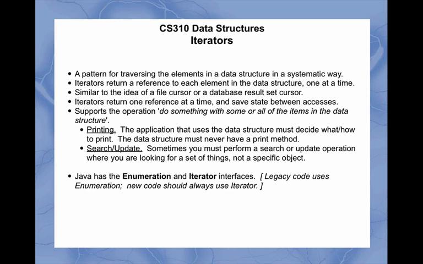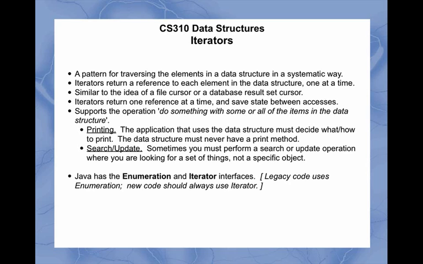Therefore, the iterator is the mechanism we use to print what's in a data structure. You use the iterator to sequence through and print each item in the data structure. Similarly, you might want to update or search on the collection. And very often you're not looking for a specific item, but a set of items that match some criteria.